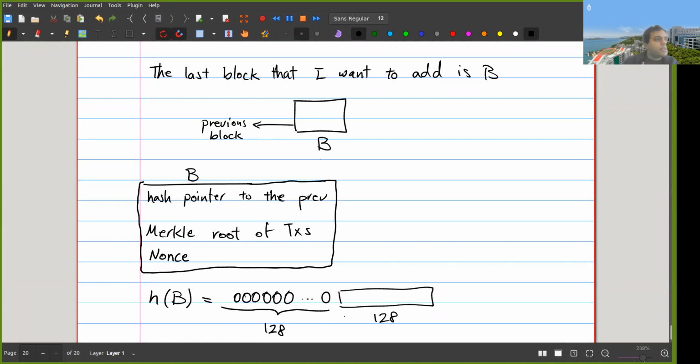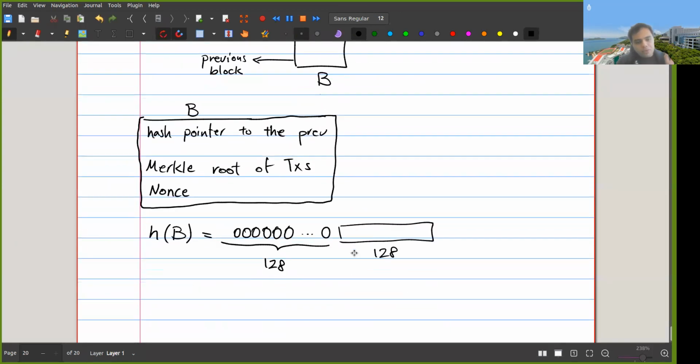Someone asks, what is the function of the nonce? Suppose that I don't have the nonce. I just have this block B that consists of a hash pointer and a Merkle root. When I hash the block, I will get a fixed hash, and maybe that hash does not have this particular property that I like it to have. But if I also have a nonce, then I can just try different values for this nonce so that I get a block that has a small hash. That's the way that I'm going to solve this puzzle.